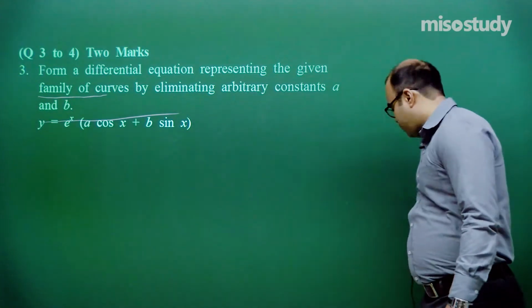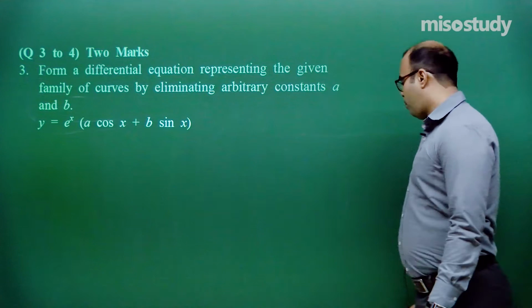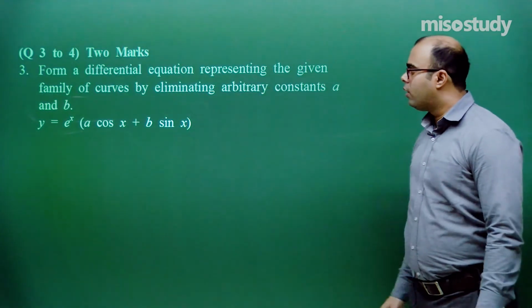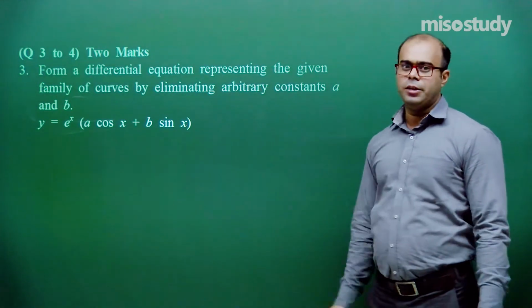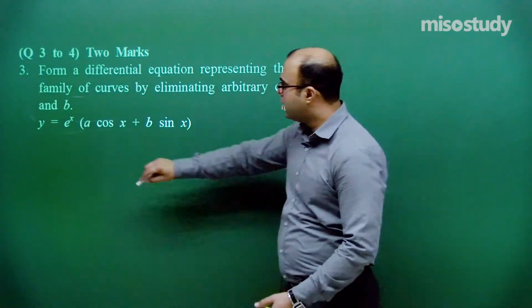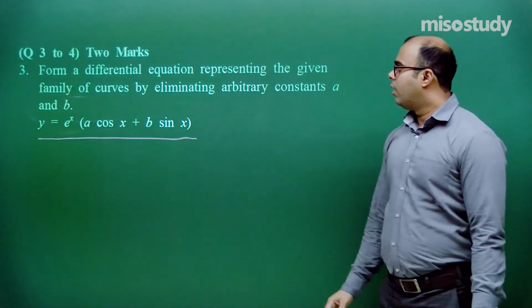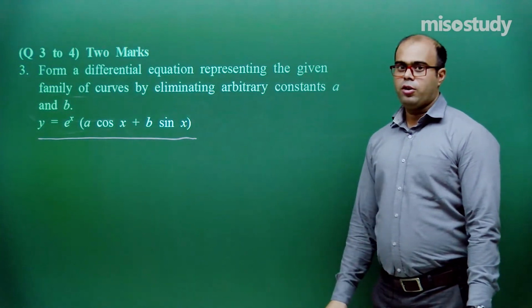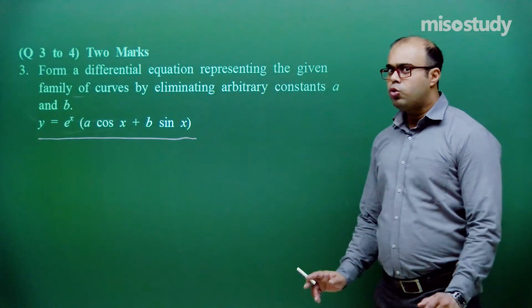It says form a differential equation. You have to form a differential equation representing the given family of curves by eliminating arbitrary constants a and b. This is the curve which is given to us, a family of curves for arbitrary constants a and b, for which we have to form the differential equation. So here there are 2 arbitrary constants.